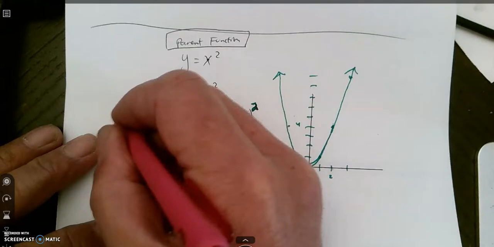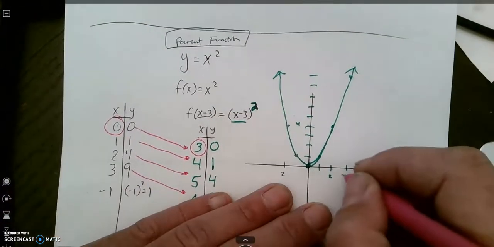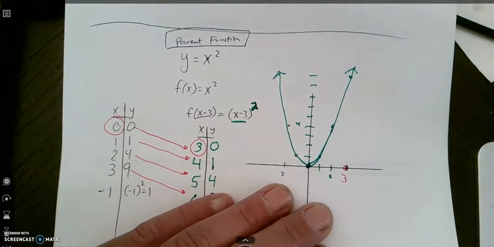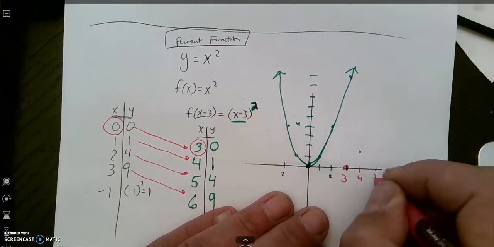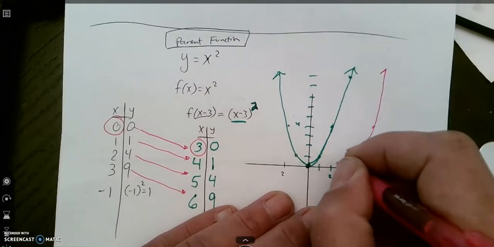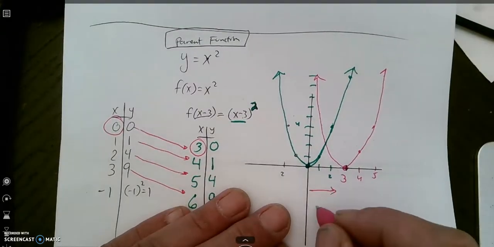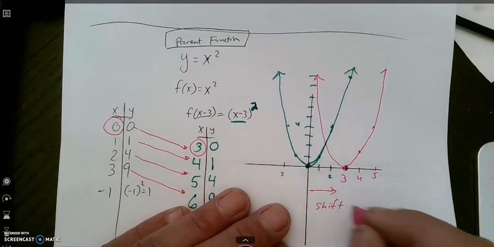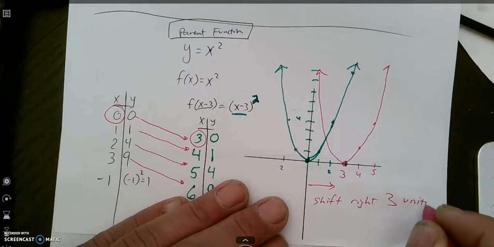By how much? Well, the old 0 was 0. The new 0 is 3. So this now actually happens over here at 3, which is our new 0. 4 would be 1. 5 would be up here at 4, and so on. So it does all the same stuff. It graphs all the same points, but the whole thing got shifted to the right 3 units.